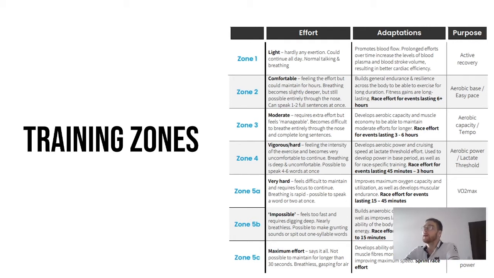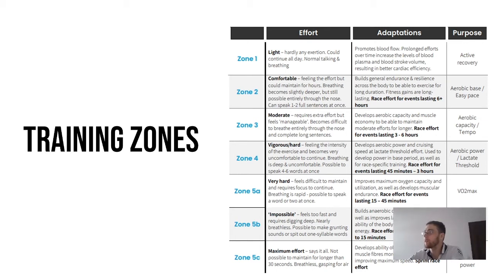Typically, we will discuss how to create a plan slightly later, but for now, think of zone 2 as the way to build general endurance, mitochondria and efficiency.